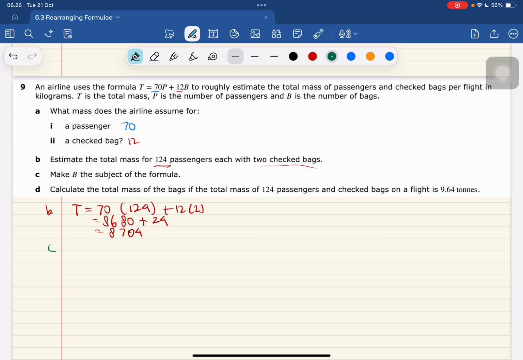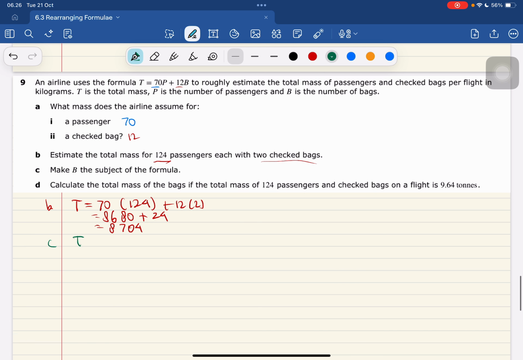Okay, C: make B the subject of the formula. T equals 70P plus 12B. To make it disappear, minus 70P, and also minus 70P on this side. So it's going to be T minus 70P equal to 12B. To make it only B, divide both sides by 12. So we got B equals T minus 70P, all over 12.